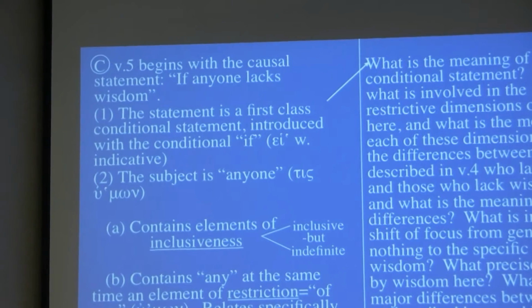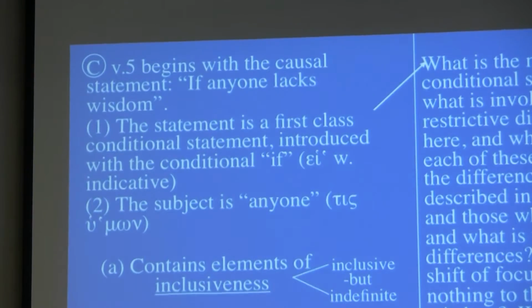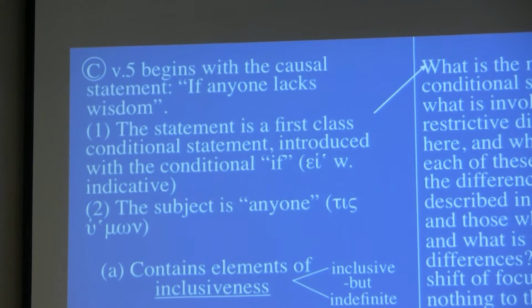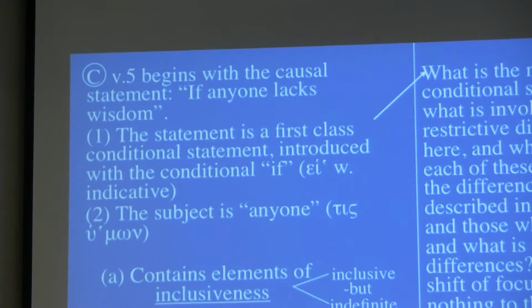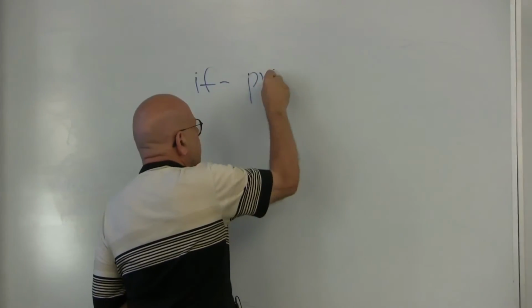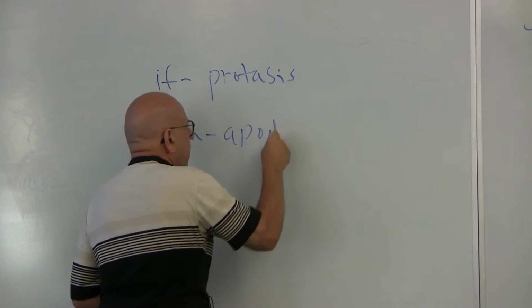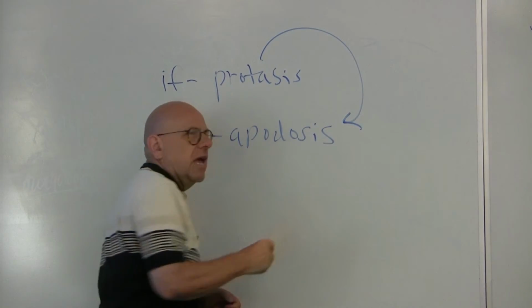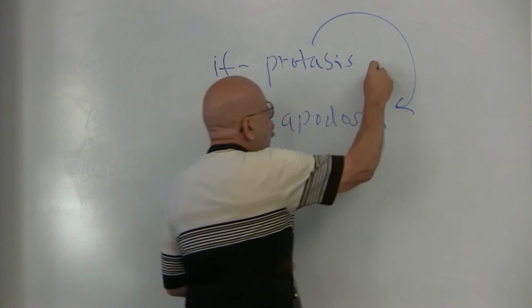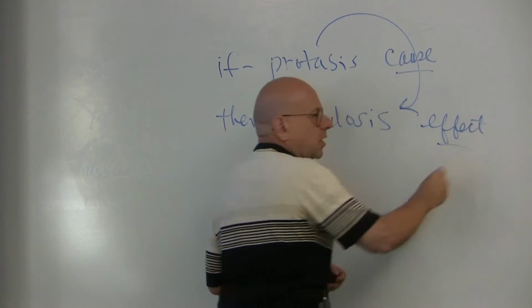Whenever you have if, you have a conditional statement. This is a grammatical observation. By the way, this is kind of a technical expression, but it's not hard to understand. In a conditional clause, the if clause is called the protasis, and the then clause is called the apodosis. And there is always a causal connection between the protasis and the apodosis. So the if clause is always cause, and the then clause is always effect. And of course, that's what you have here.